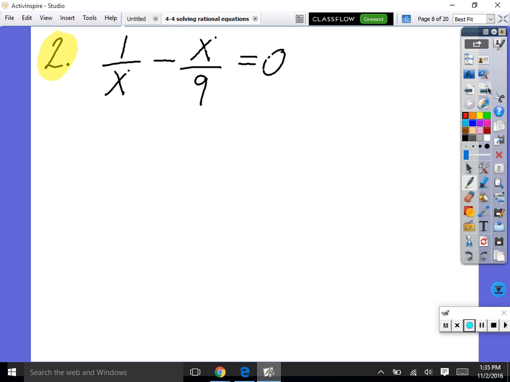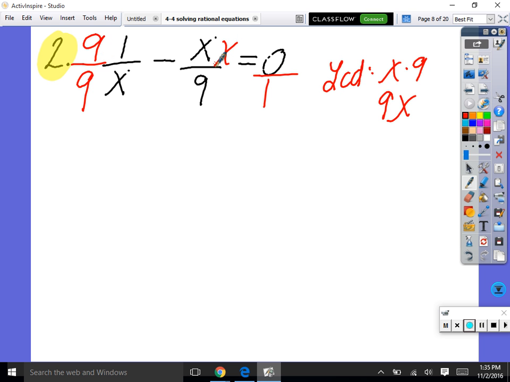Same idea. Let's do this one, number 2. You would say, okay, I'm solving a rational equation. I need a common denominator. This is technically 0 over 1, correct? So let's go off to the side and say, what's our least common denominator? x times 9, 9x, right? So we're going to multiply by 9 over 9, x over x, right? Doesn't this need 9x? And 9x.